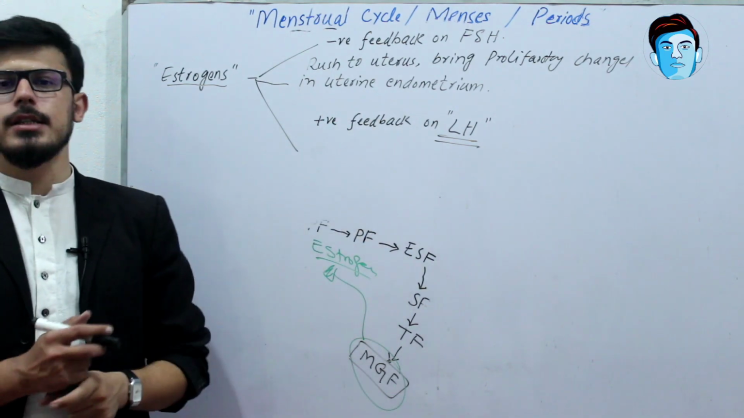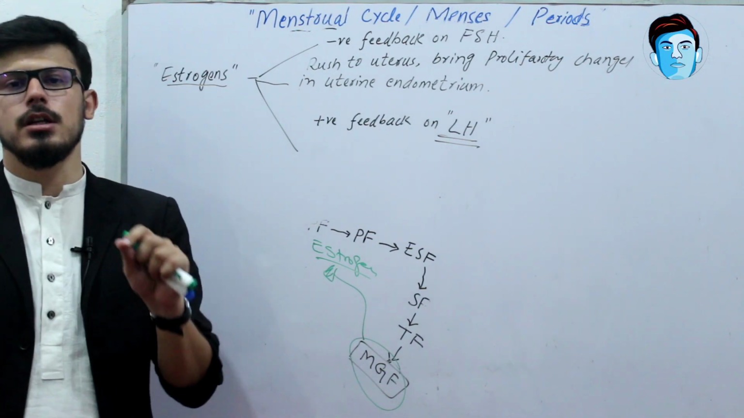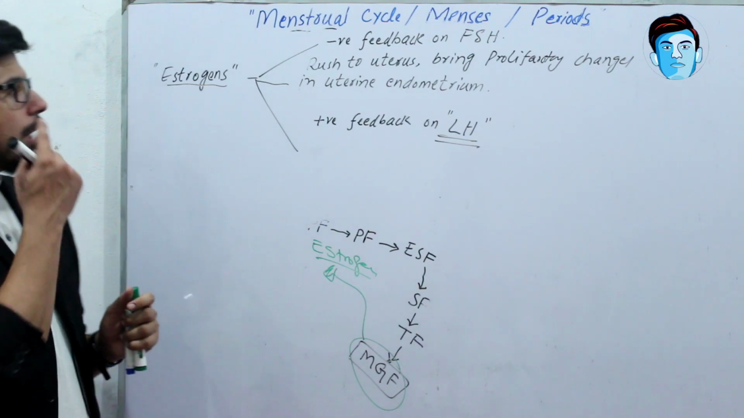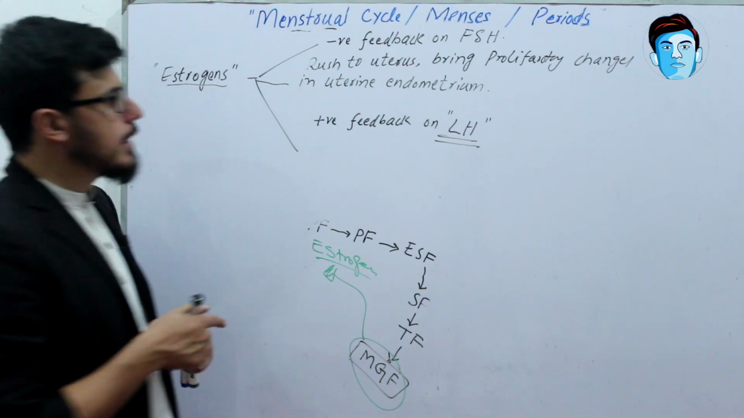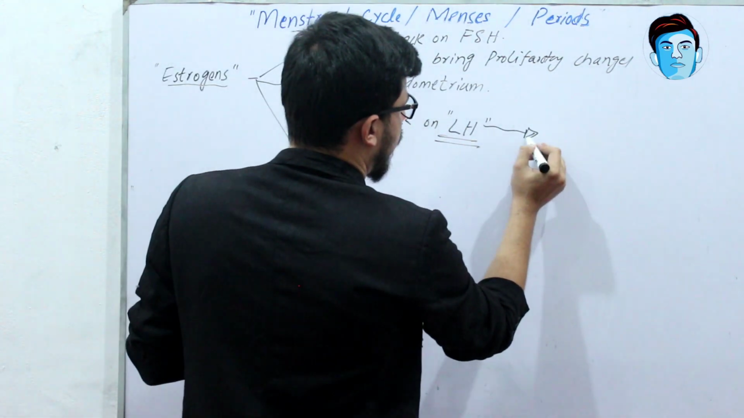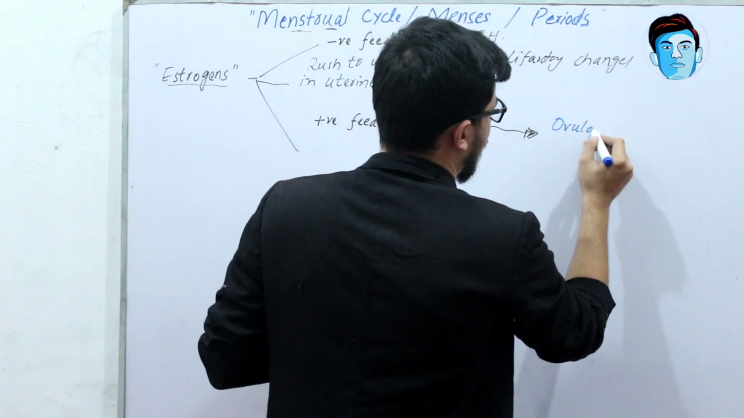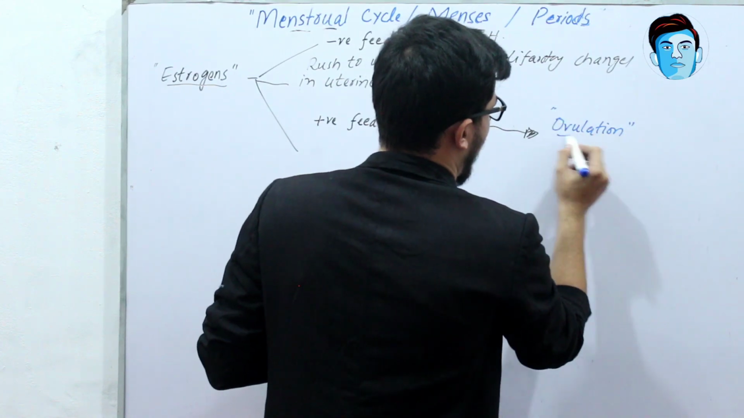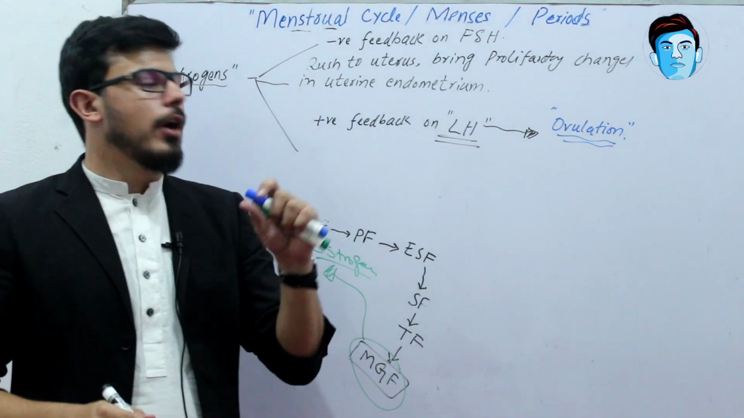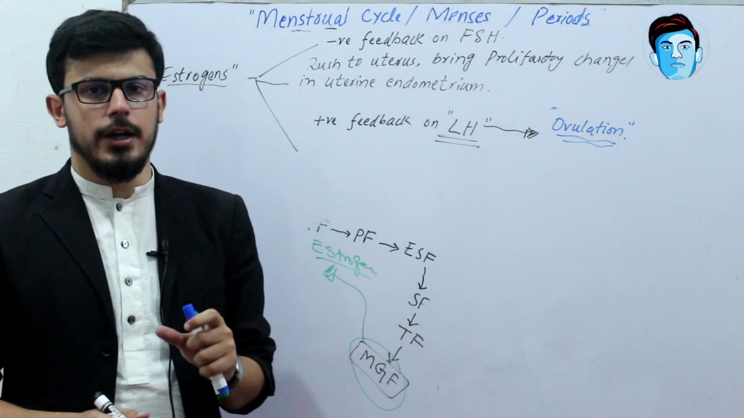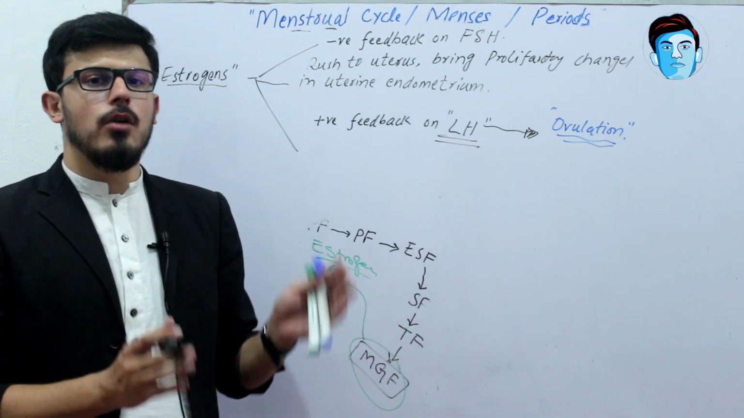And as we discussed earlier, where is the LH receptor present? The LH receptor is present at the theca interna cell, which helps in androgen production. Now, it has a positive feedback on luteinizing hormone, and the luteinizing hormone ultimately causes the ovulation. They will ask you at which day the ovulation occurs. That is the 14th day.